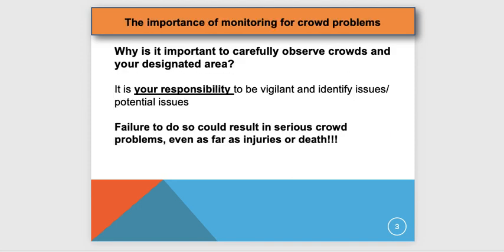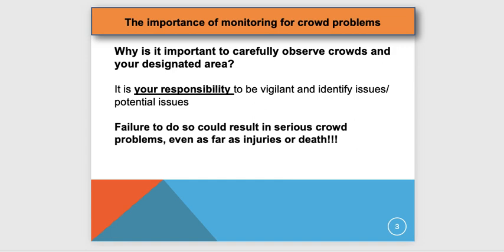So what is the importance of monitoring crowd problems? Why is it important? Because it's your responsibility as a steward, as an employee of that club, to be vigilant and identify issues and potential issues. Had they done this at Hillsborough, at Bradford, at the majority of places where there were problems, chances are, I'm not saying it never would have happened, but they could have caught it early.